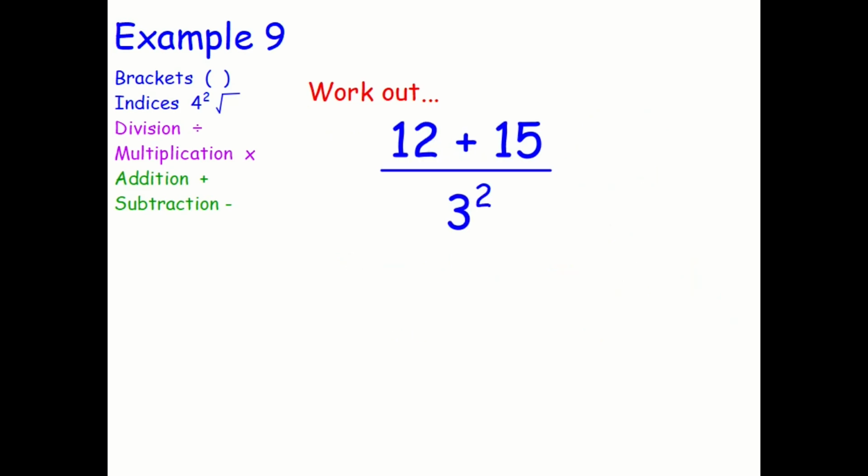Example 9. Now this one is a tricky one because the rules of BIDMAS are not as clear-cut as we'd like them to be. So with this one, you can do the index first. Let's do the 3 squared first. And that is 9. So this becomes 12 plus 15 over 9.